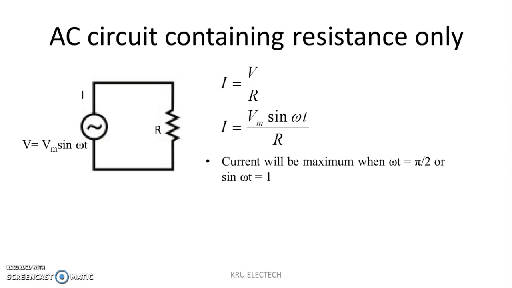In sin omega t, if you put pi by 2, then it becomes I equals Vm by R, and that is the maximum value, because the sine fluctuates from 0 to 1 in our case, and when sin omega t is 1, I equals Vm by R. So we can say that Im equals Vm by R, and the equation reduces to I equals Im sin omega t.